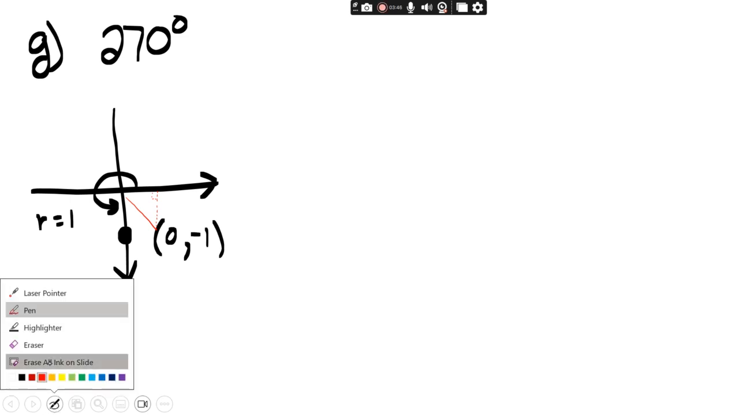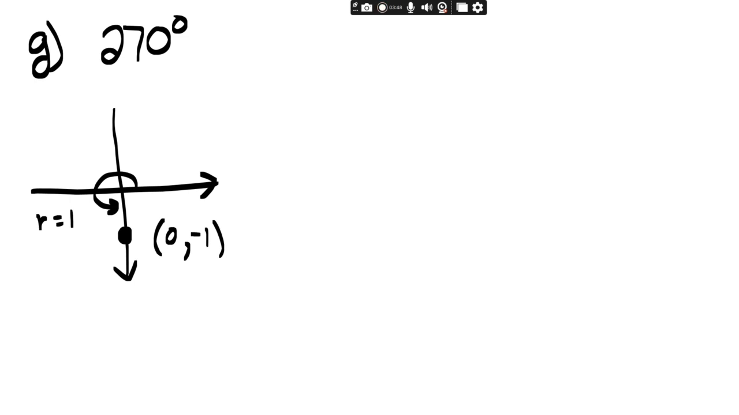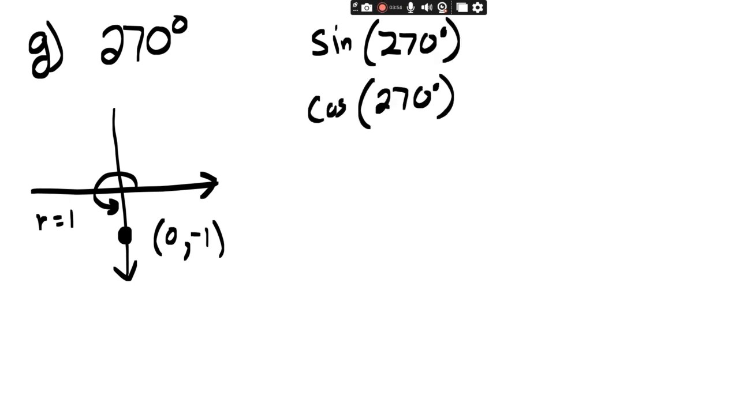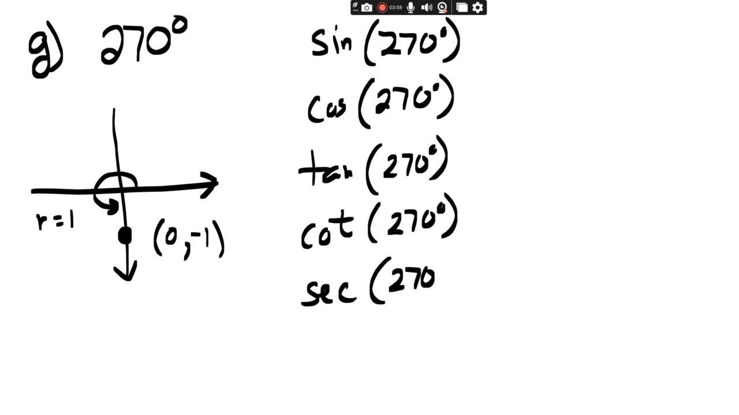Okay, Karis, tell me real quick, does that help out? Does that make sense to you? Yeah. Okay. So here it is. Let's go with 270. I need to know each of these for 270.